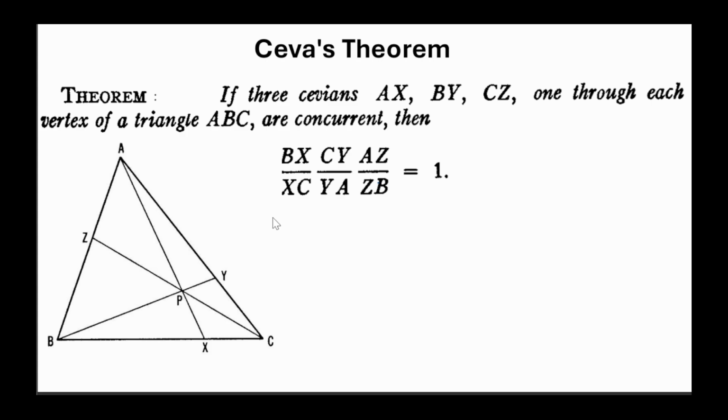Today, we will study Ceva's theorem. If three Cevians AX, BY, CZ, one through each vertex of a triangle ABC, are concurrent, then BX upon XC into CY upon YA into AZ upon ZB is equal to 1. This is known as Ceva's theorem.